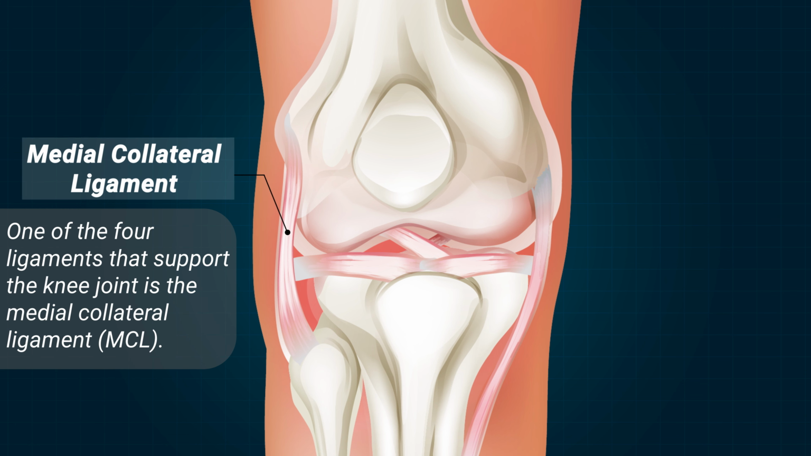Medial collateral ligament (MCL). One of the four ligaments that support the knee joint is the medial collateral ligament (MCL). The MCL is located on the inner side of the knee joint and extends from the bottom of the femur, thigh bone, to the top of the tibia, shin bone.